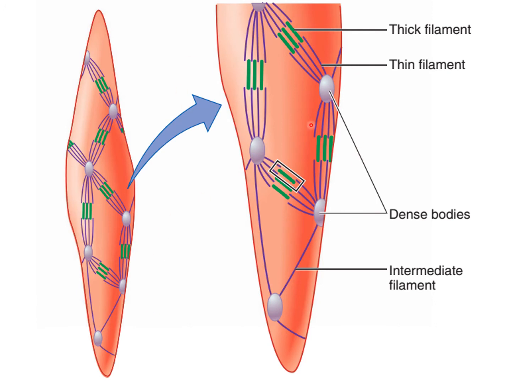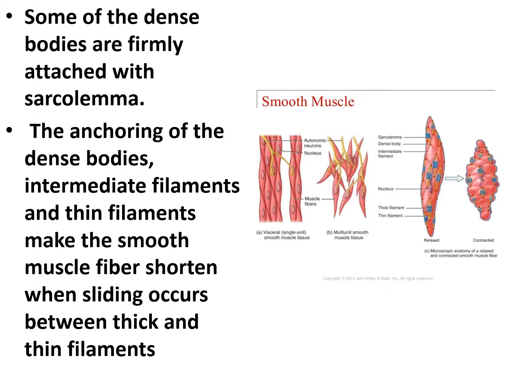Here you can see in this figure very well, this is a dense body, and here thick filament and thin filament. So in skeletal muscle Z discs are present, but in smooth muscle dense bodies are present, and in between there are thick and thin filaments. Now some of the dense bodies are firmly attached to the sarcolemma, and the anchoring of the dense body, intermediate filament and thin filament makes the smooth muscle fiber shorten when sliding occurs between the thick and thin filaments.